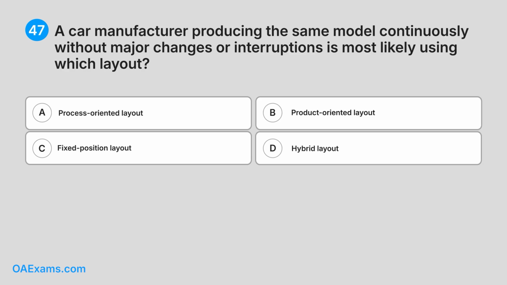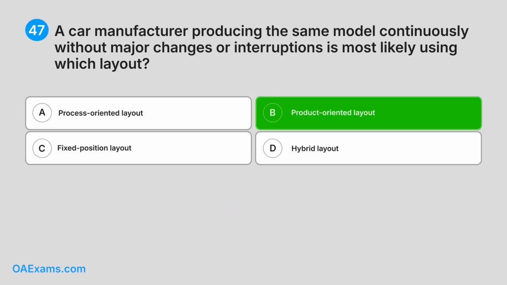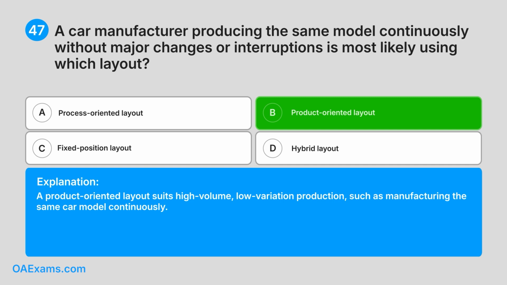47. A car manufacturer producing the same model continuously without major changes or interruptions is most likely using which layout? A. Process-oriented layout. B. Product-oriented layout. C. Fixed position layout. D. Hybrid layout. Do you know the answer? Correct answer: B. Product-oriented layout. Explanation: A product-oriented layout suits high-volume, low-variation production, such as manufacturing the same car model continuously.